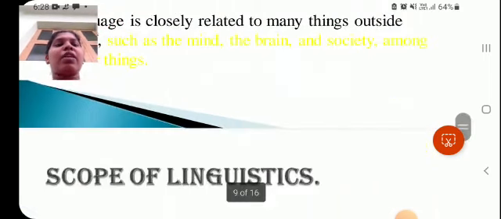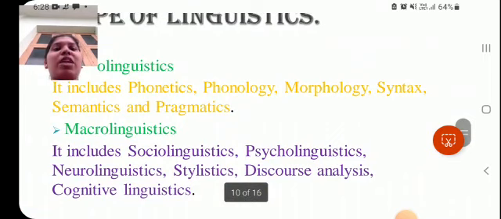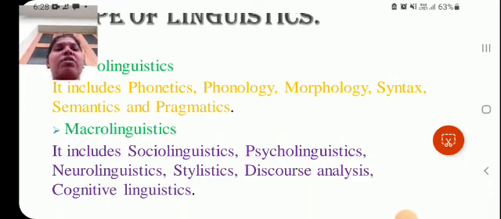among other things. Scope of linguistics, we have two things, one is microlinguistics and another one is macrolinguistics. In microlinguistics, we have phonetics, phonology, morphology, syntax, semantics and pragmatics. In macrolinguistics, we have sociolinguistics, psycholinguistics, neurolinguistics, stylistics, discourse, cognitive linguistics.